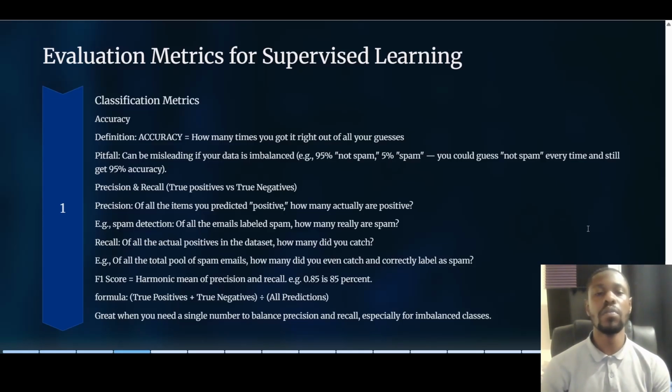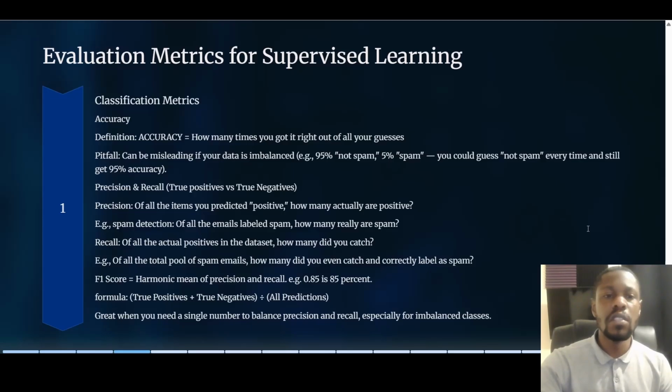One pitfall is that it can be misleading if the data is imbalanced. For example, 95% not spam, 5% spam. You could guess not spam every time and still get 95% accuracy because the initial data is imbalanced.